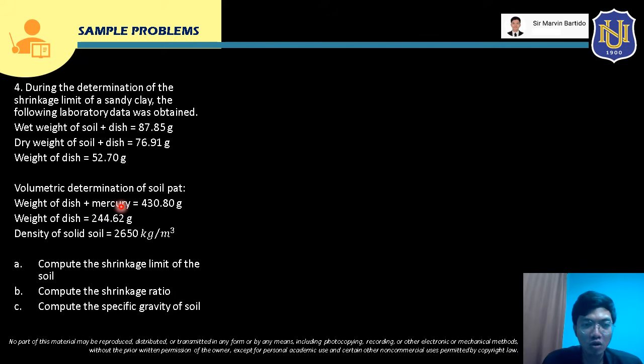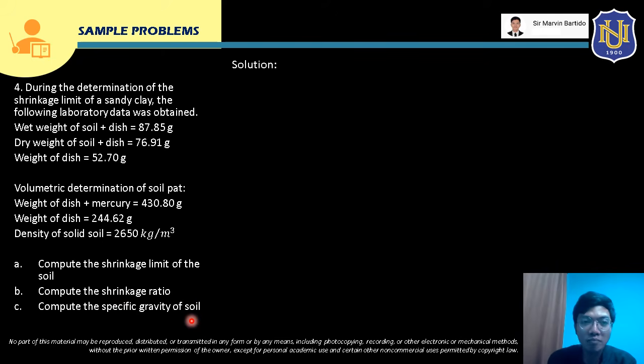Okay, so ito class yung volume nung mercury na na-displace nung soil pat, no, since yung sabi dito volumetric determination ng soil pat. Okay, so yung volume ng mercury na makukuha natin from this given, that is the volume of the mercury displaced by the dry soil. Okay, so yun yung makukuha natin dito. And then given din class yung density ng soil solid which is equal to 2,650 kg per meter cube. So from this data class, we are going to compute the shrinkage limit of the soil, the shrinkage ratio, and the specific gravity of soil solid.